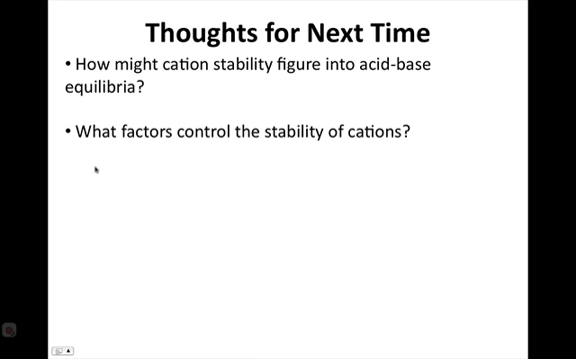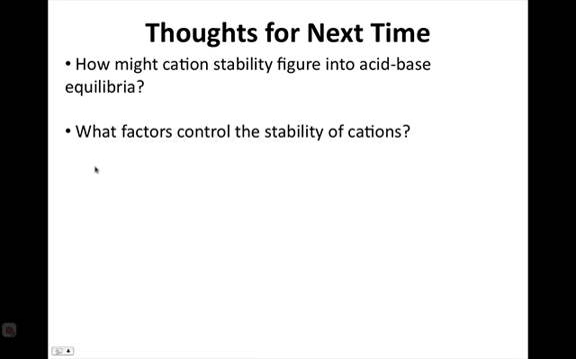So a couple of thoughts for next time. How might cation stability figure into acid-base equilibria? Try to think of a few examples of your own, or come up with a few examples maybe from your own textbook in which cation stability is important for an acid-base equilibrium.